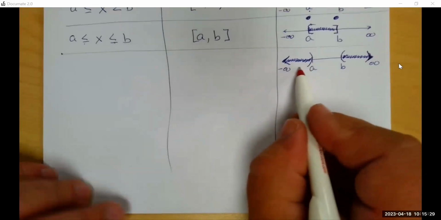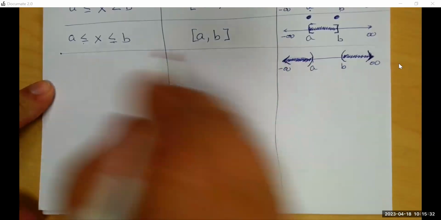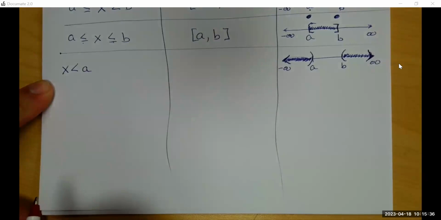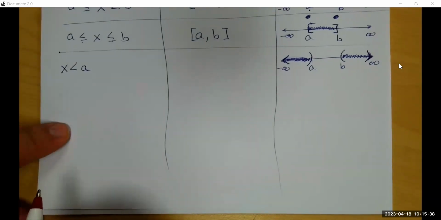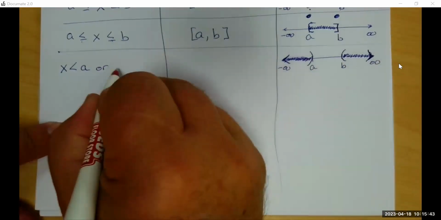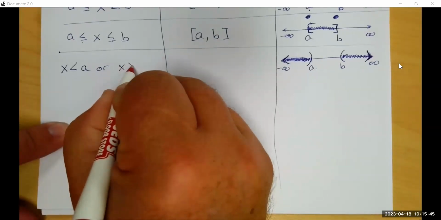So in this part, remember the shaded region is the X. So that one says X is less than A, or X is greater than B.